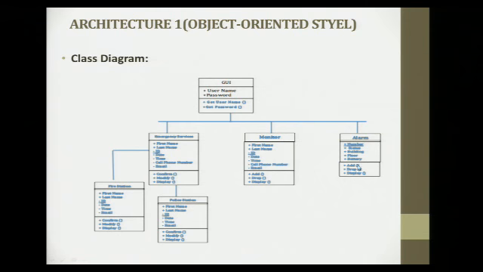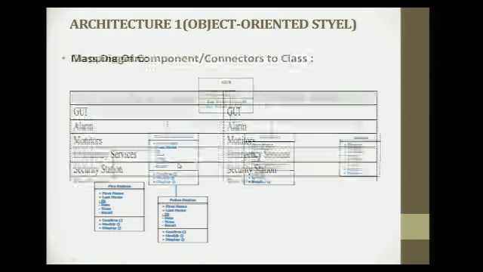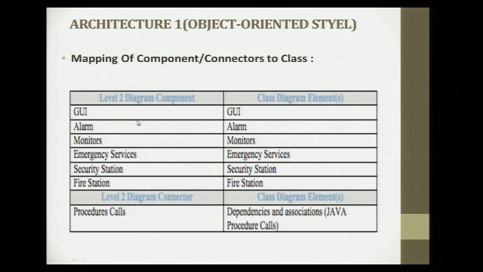This is the class diagram for the first architecture, object-oriented. We have the first class, the graphical user interface. We have user name and password, and also alarms, monitors, monitor, and emergency services. This is the mapping. The graphical user interface has the same name in the class diagram. Alarms has the same name. And as you see here, the connectors will be procedure calls.